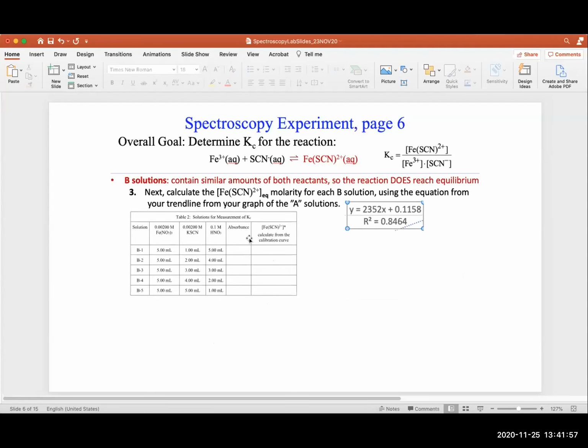Then on the next page, step 3, with your absorbance, right, y equals mx plus b, where y is absorbance and x is your molarity. Plug in the absorbance from your student data, solve for x, and that is your molarity that goes right here.